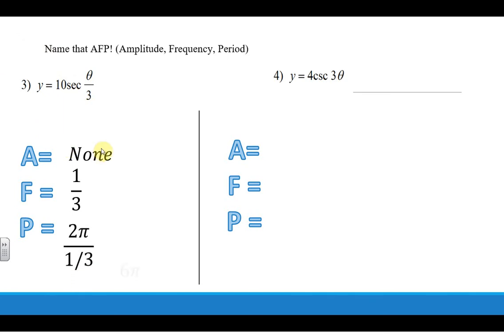It's still the same concept with frequency and period. Way to switch up the numbers, Miss LaHart. 1/3, 2 pi, 6. Same thing with number 4. You have none. Frequency is 3. 2 pi divided by 3. That's easy. It's just 2 pi divided by 3. I like it when it's easy.